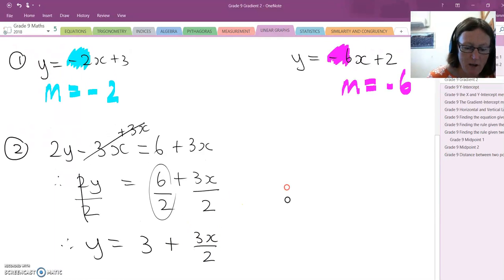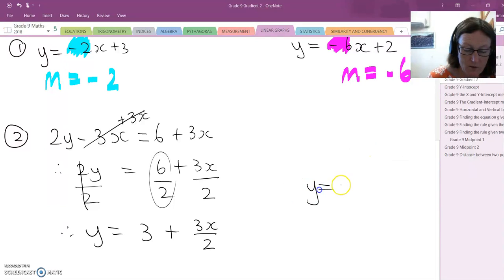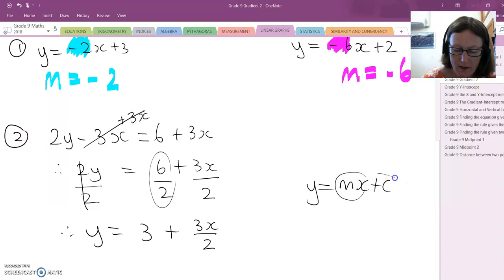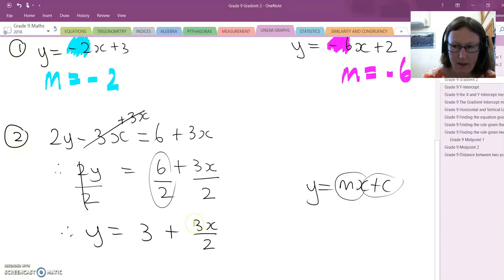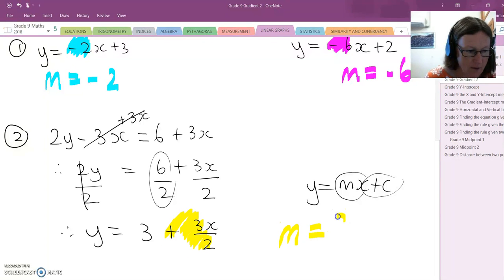So now I do have it in the form y is equal to mx plus c. I've got y on its own, and on the right-hand side I've got a term with the x and a term without x. Even though this is written the other way around, the term with the x is second, that doesn't matter, they're still both on the right-hand side. Remembering, our gradient is the coefficient with the x. So what's with the x? 3 over 2. So our gradient is 3 over 2.